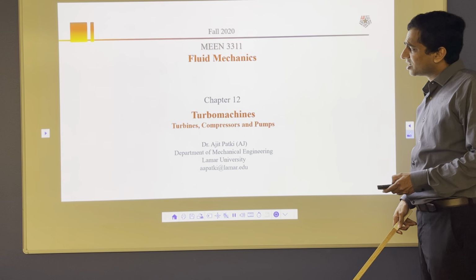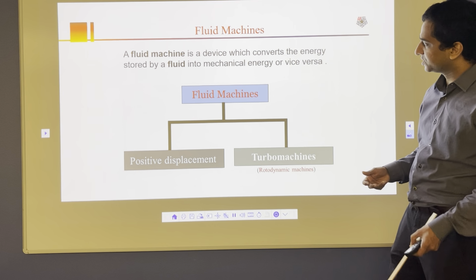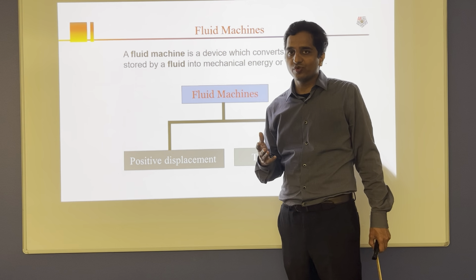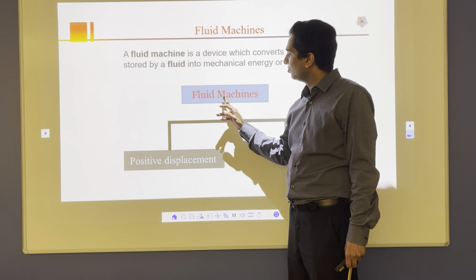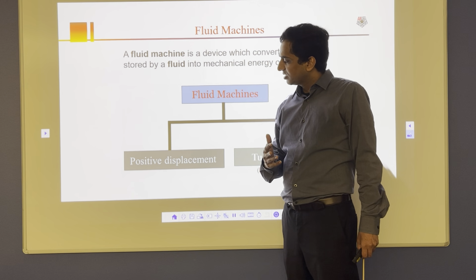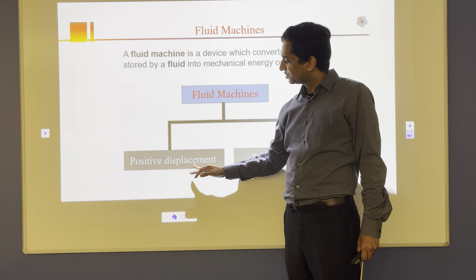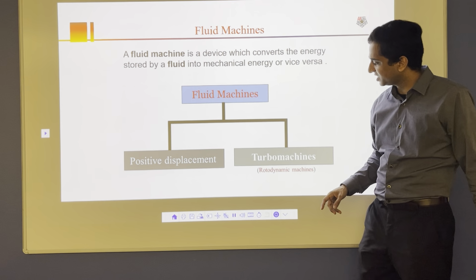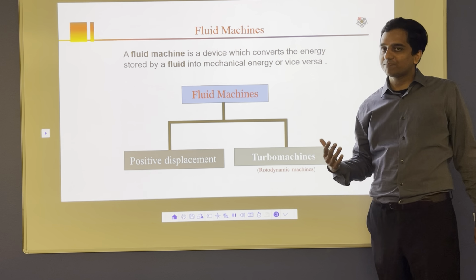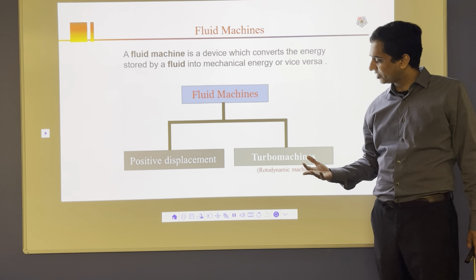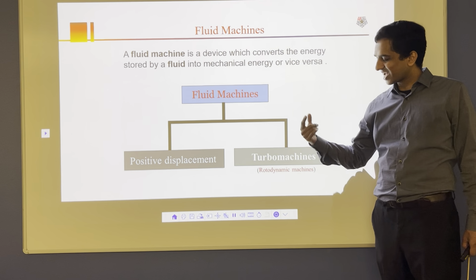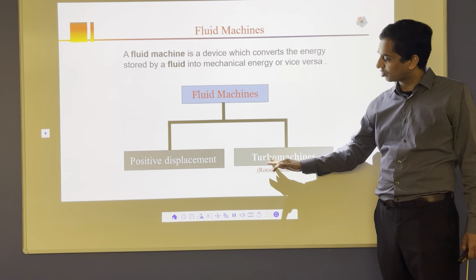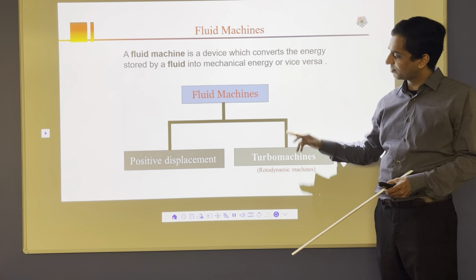Then in chapter 12, we learned about turbo machines. Turbo machines are fluid machines. Any machine which is operated by fluid or which operates a fluid is known as a fluid machine. There are two kinds of fluid machines. One is the positive displacement machine. Your reciprocating pump is a positive displacement fluid machine. And turbo machines are your hydraulic pump, your turbine, a water turbine, a wind turbine. They have some kind of rotary device that rotates around its own axis. So those are rotodynamic machines or turbo machines. So this is a chapter about turbo machines.